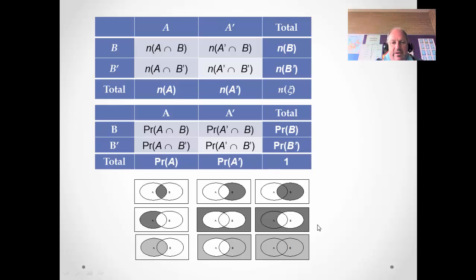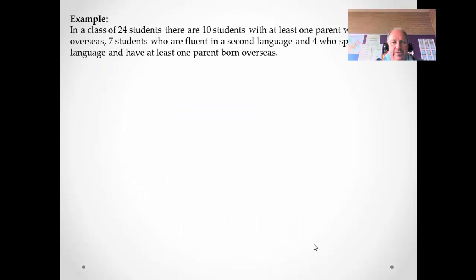And you can see the matching Venn diagrams. That's in your work booklet. Let's have a look at an example, similar to what we did with the Venn diagrams.